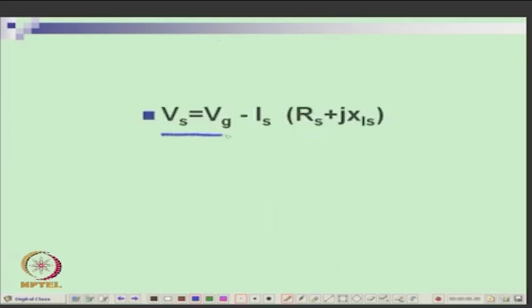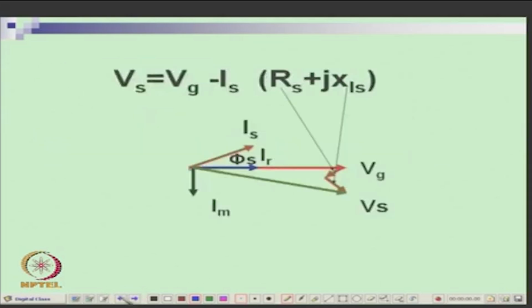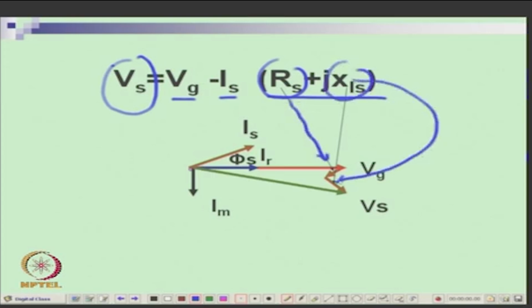So, Vs you can calculate from that. Vs will be Vg minus Is Rs plus jXs Is, because Is is now getting out of the Vg. So, this is Vg, this is your Rs drop here and jXs Is drop here. Is it okay? So, you have got the Vs here.